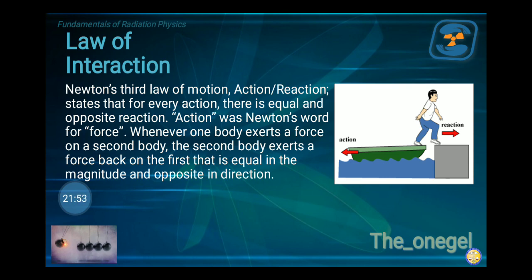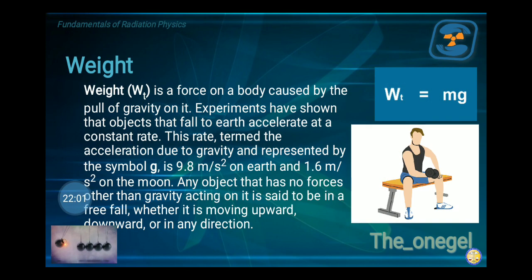Okay, so let's move on to other important aspects of mechanics. Next, we have weight. So as we said before, weight and mass are two different aspects. When we say weight, this is a force on an object caused by the pull of gravity. Kaya nga sabi natin last week that your mass is the same here on Earth as well as your mass on the moon. Whereas yung weight, it depends upon the force or the pull of gravity.